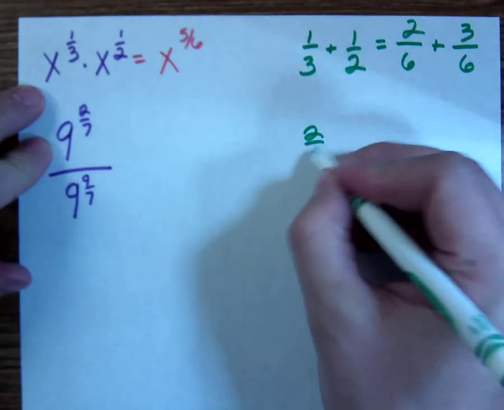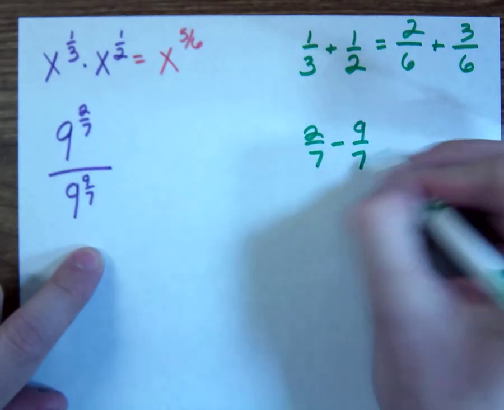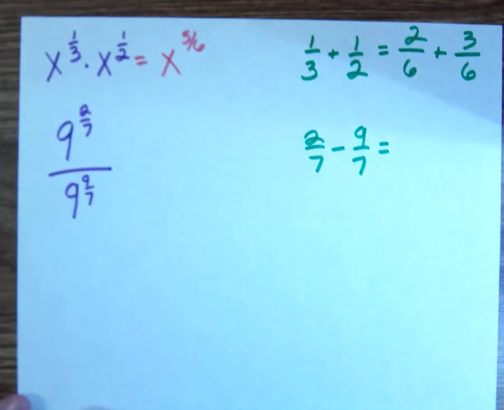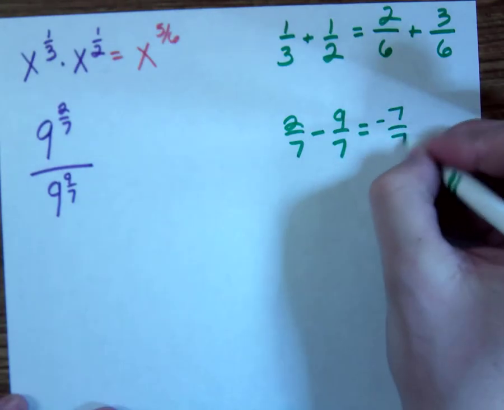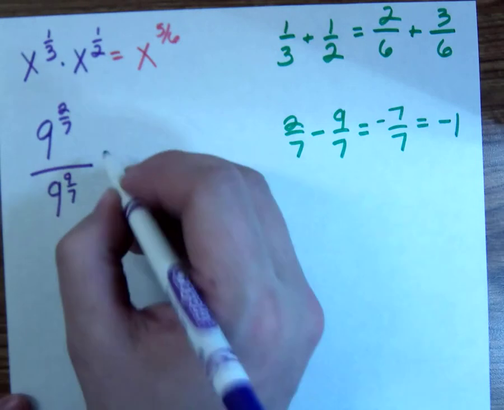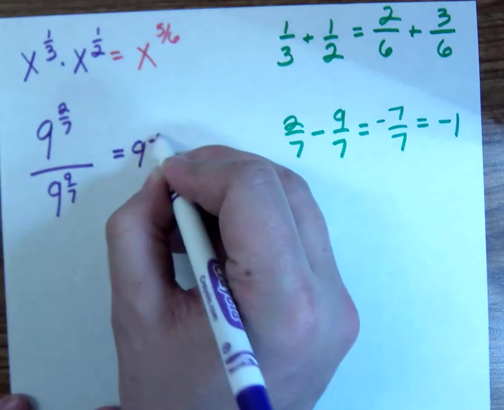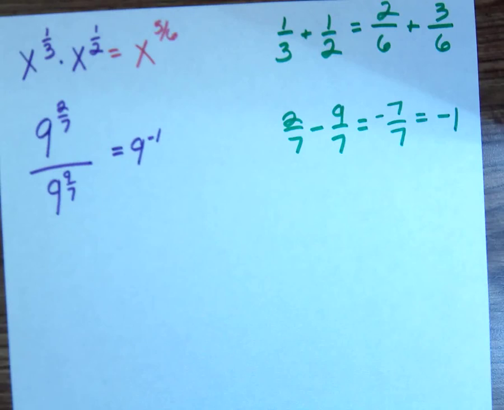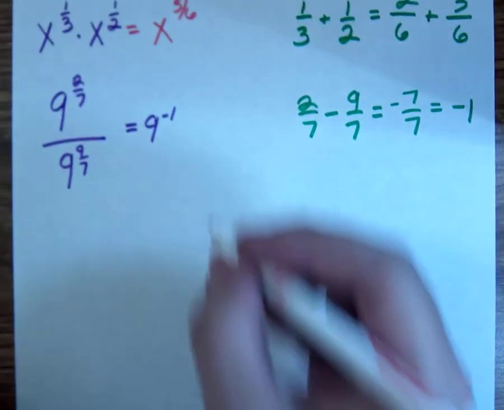So 2/7 minus 9/7. Well, that's pretty easy because they have the same denominator. What's 2/7 minus 9/7? Negative 7/7, which is -1, right? So this is 9 to the -1st power. Now, I would never write an answer to a problem with a negative exponent. I would switch that so that it has a positive exponent. It'd be 1/9. Good.